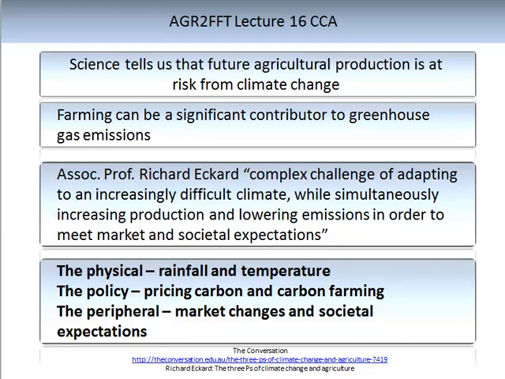There is the physical, that is, aspects like rainfall and temperature. Then there is policy. These are such adaptations as pricing carbon and carbon farming. This is a complex and ever-evolving field. And then there is the peripheral, that is market changes and society expectations from agriculture.